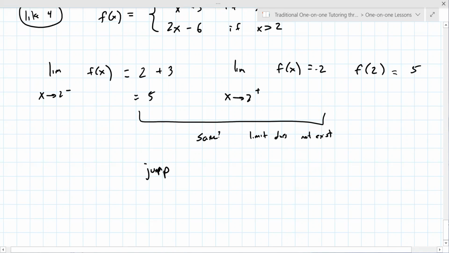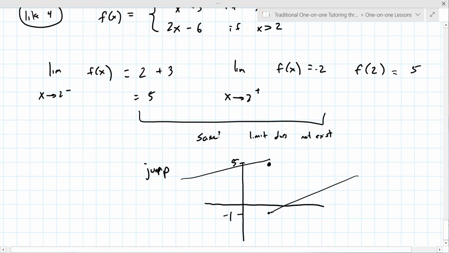Oh, that's a jump? Yeah, a jump is when the limits approach two different values. They have to approach values, numbers. I'm holding my hands up as if you can see. They approach two different numbers. 5 is not the same as -2. So it's like if we were to graph this really quickly, and we're doing this at 2, from one side, let's assume that's 5, and from the other side, that's -1. Like from the left, it approaches that value, and from the right, it approaches that value.